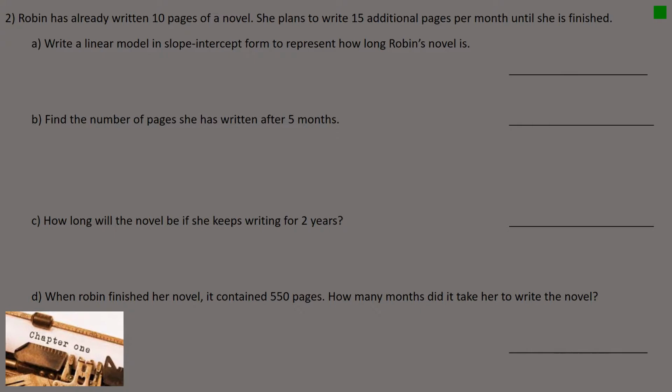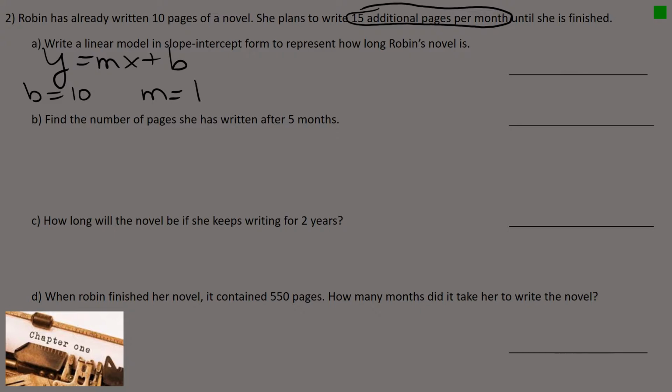All right, next, Robin has already written 10 pages of a novel. She plans to write 15 additional pages per month, okay? Pages per month. So we're recognizing that that's going to be our slope until she's finished. Write a linear model in slope-intercept form. So I need this, y equals mx plus b. Do I have a beginning point? Yeah, 10. So my b is 10. My slope or my rate, she wants to write 15 additional pages, so it's going to be positive 15. So when I write my equation, I get y equals 15x plus 10 that I started with.